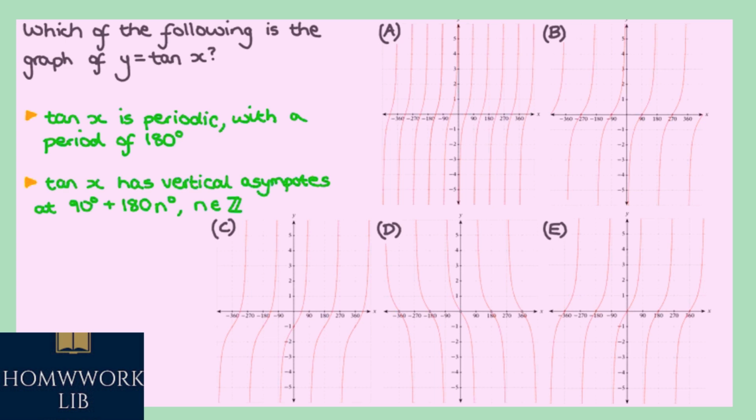The graph of tan x has vertical asymptotes, and these are positioned at 90 degrees plus any integer multiple of 180 degrees. These asymptotes occur when cosine of x is equal to 0. To help us with identifying which graph represents the tangent function, we can write out the position of some of these asymptotes explicitly. They occur at negative 90 degrees, 90 degrees, 270 degrees, and so on.